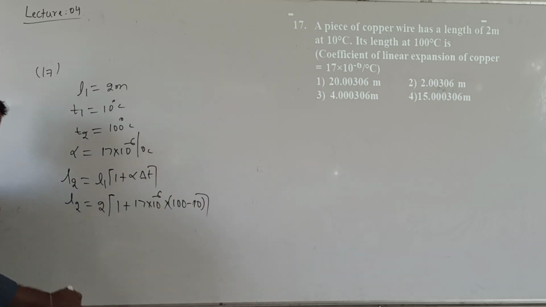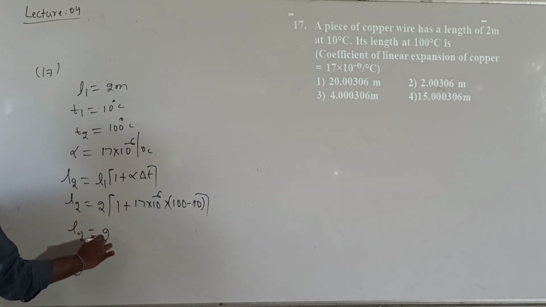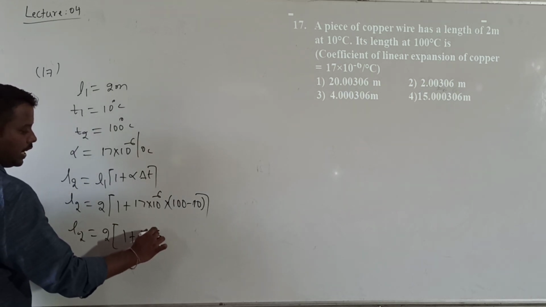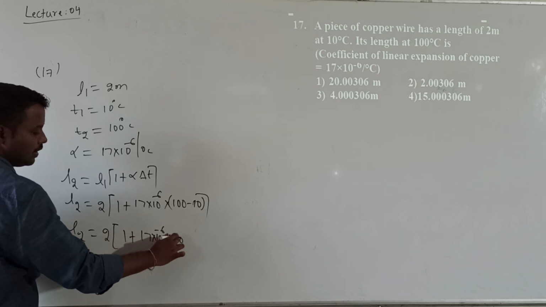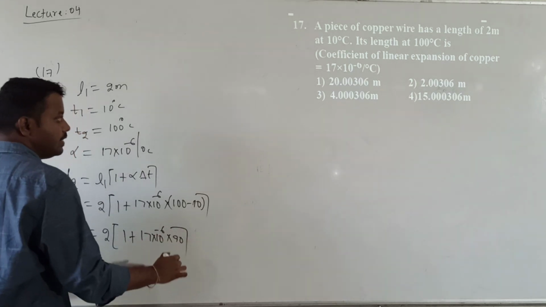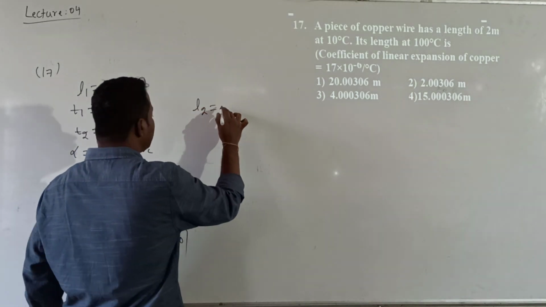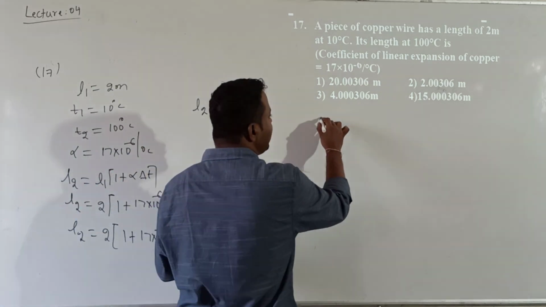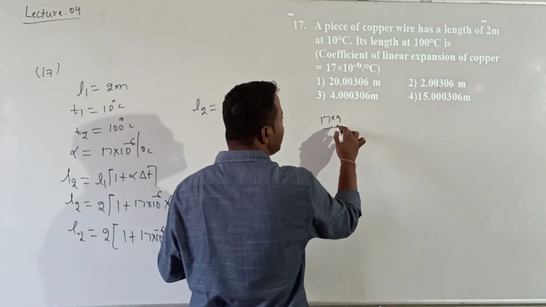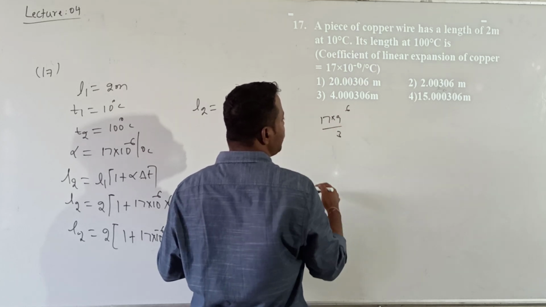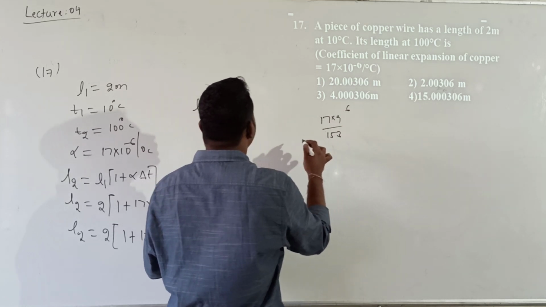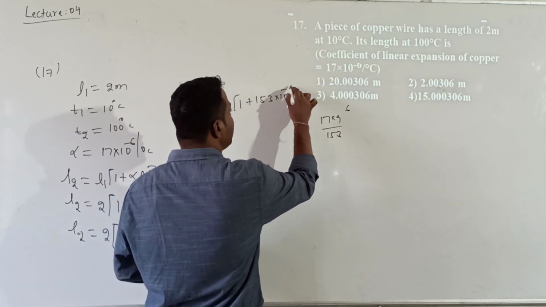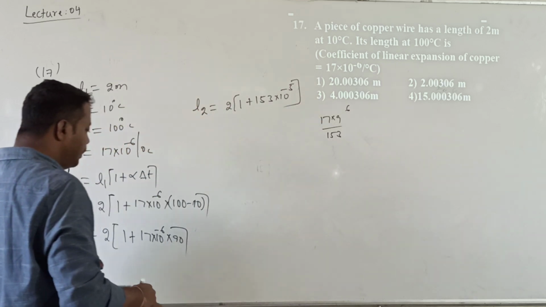Then what do I get? L2 is equal to 2 into (1 plus 17 into 10 power minus 6 into 90). How much is 17 into 9? 7 nines are 63, 1 nine is 9, 9 plus 6 is 15, so 153. So we get 153 into 10 power of minus 5. Why 10 power minus 5? Because there is a 0 here.